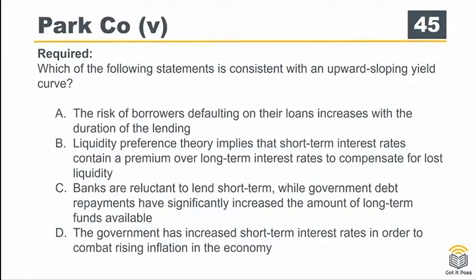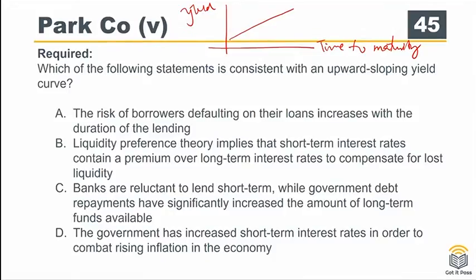For Part 5 of Park Company, the requirement is which of the following statements is consistent with an upward sloping yield curve. So remember the yield curve here. It's time to maturity, and here is the yield or cost of capital. When we talk about an upward sloping yield curve, it means that the yield will increase when the time to maturity increases as well. So which of the following statements is consistent with this upward sloping yield curve?